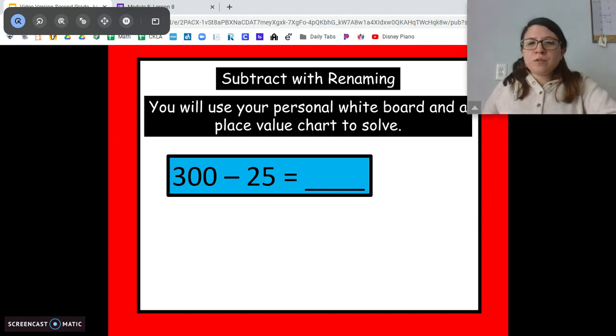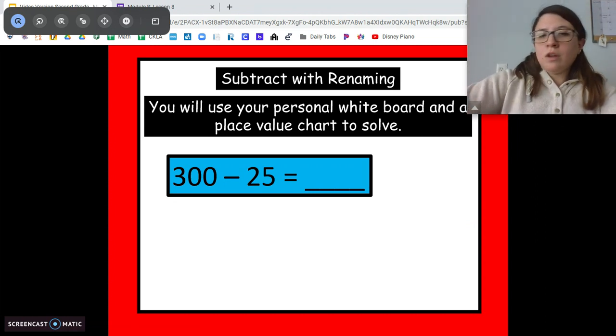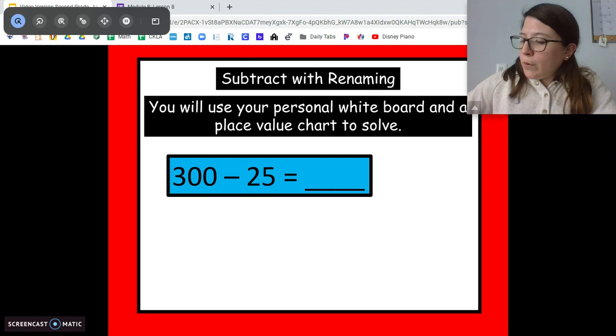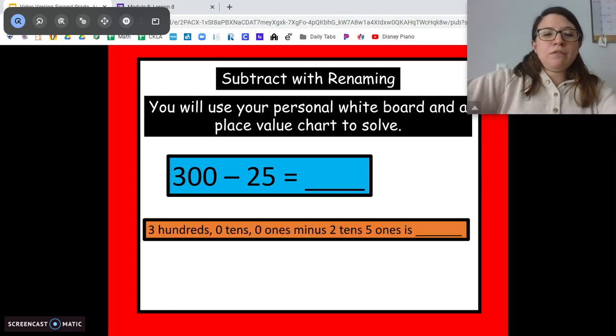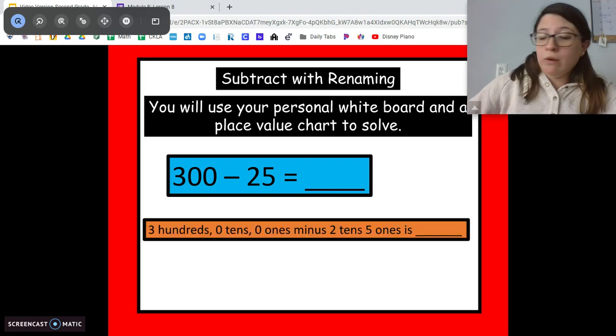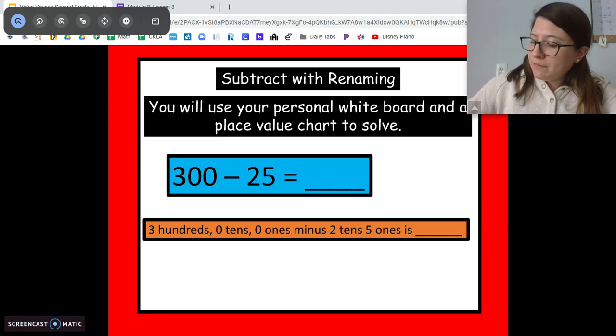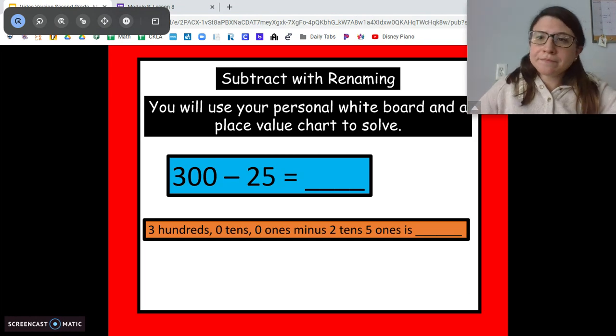All right. 300 minus 25. Solve in the way that works best for you. It's going to be 3 hundreds, 0 tens, 0 ones, minus 2 tens, 5 ones. So pause and solve. Come back when you're ready to go over it.